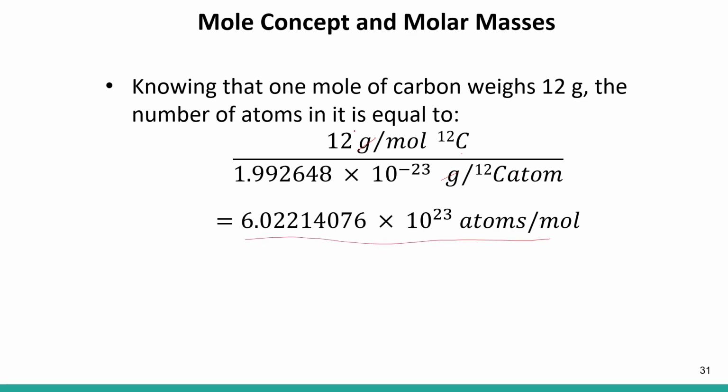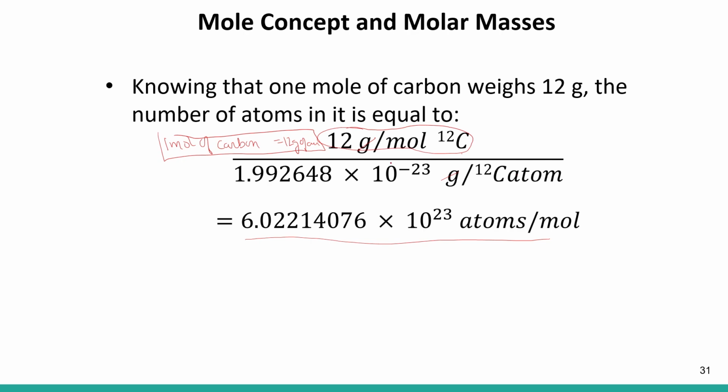So why is it written here 12 gram per mole of a carbon 12 atom? Because 1 mole of carbon will contain 12 gram of carbon. Okay, 12 gram of carbon. So this is used as a standard. You can say it in mathematical terms as 12 gram per mole of a carbon 12 atom.